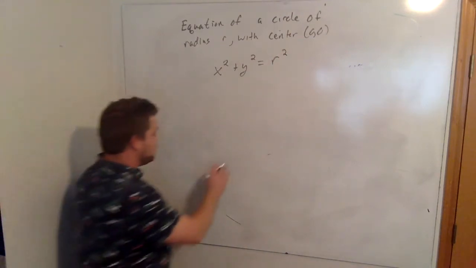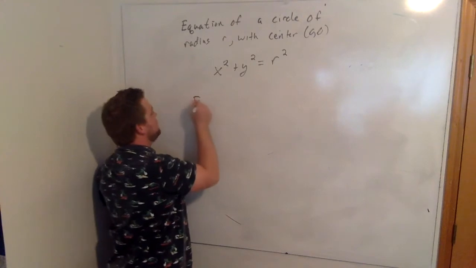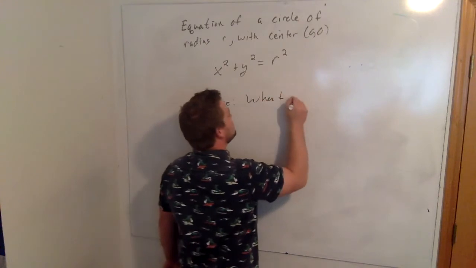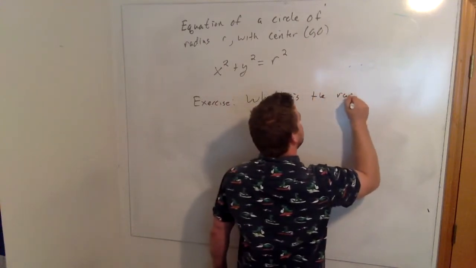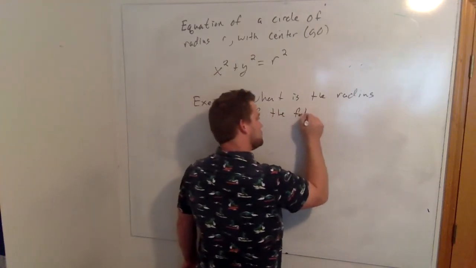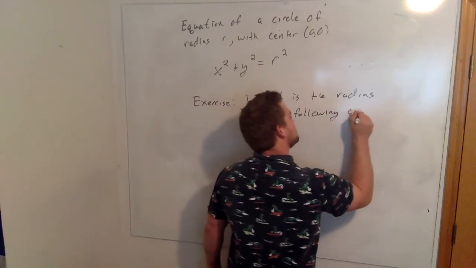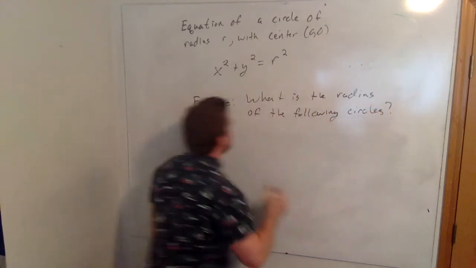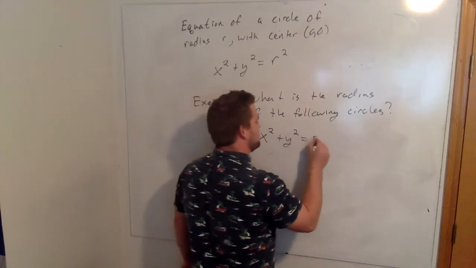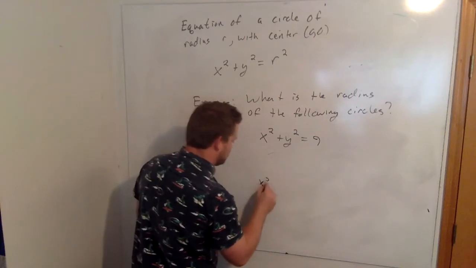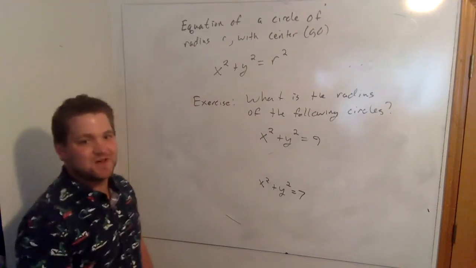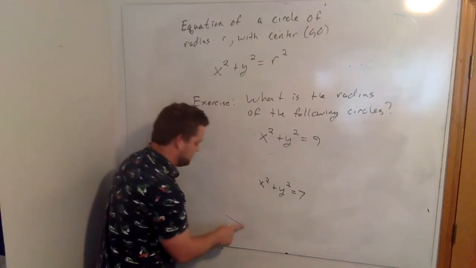Okay, let's just do kind of a quick exercise here. So, exercise. What is the radius of the following circles? Okay, let's say our first one is we have, let's say, x squared plus y squared is equal to 9. Or how about we have one that's x squared plus y squared is equal to 7. Go ahead and pause the video and try to think about what the radius of these two circles will be.